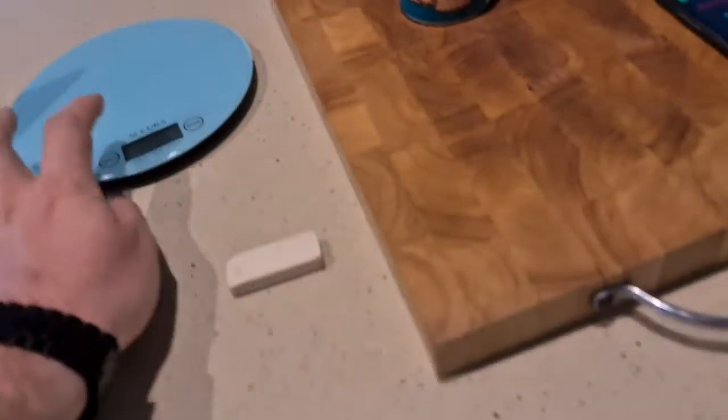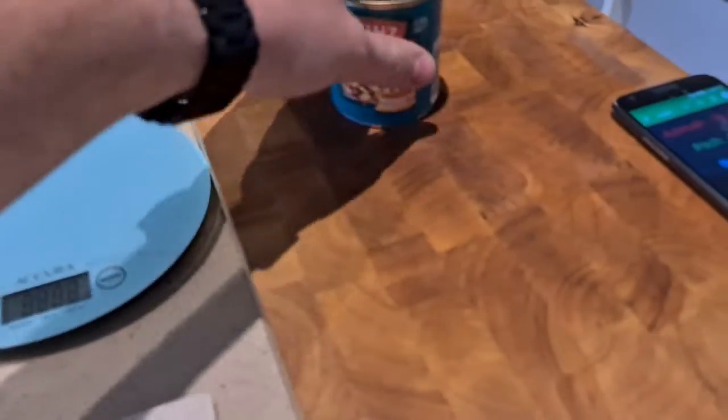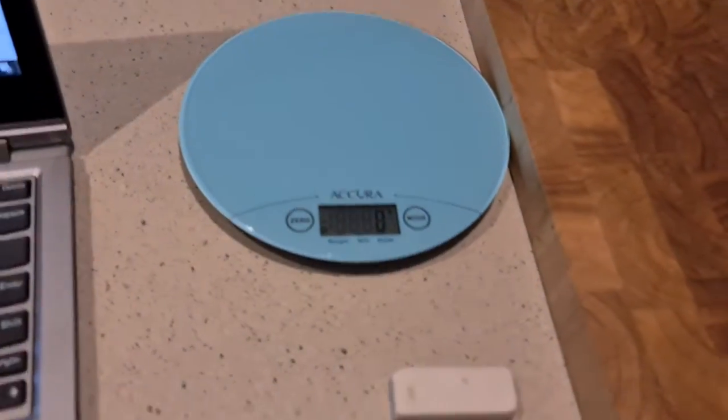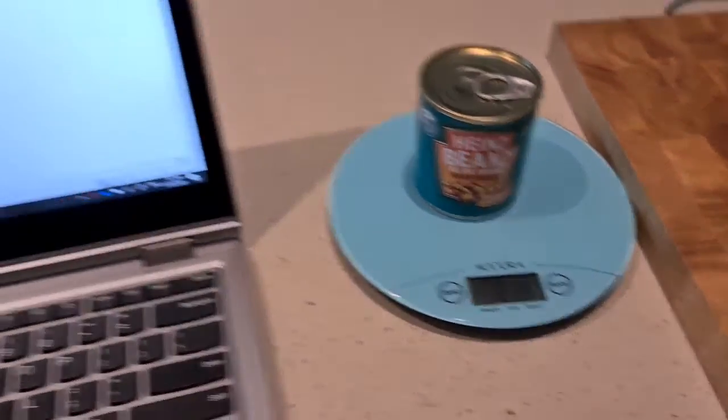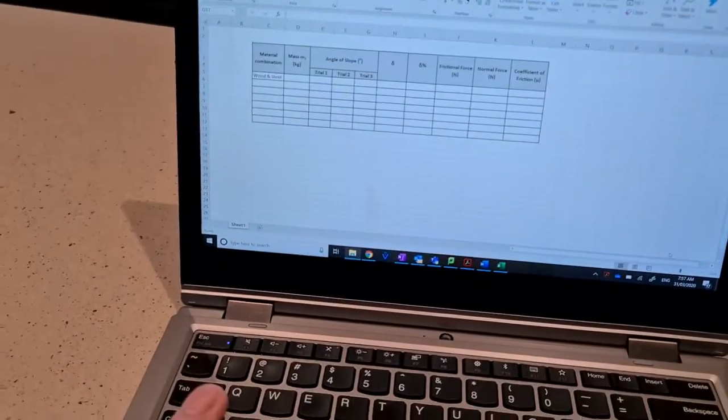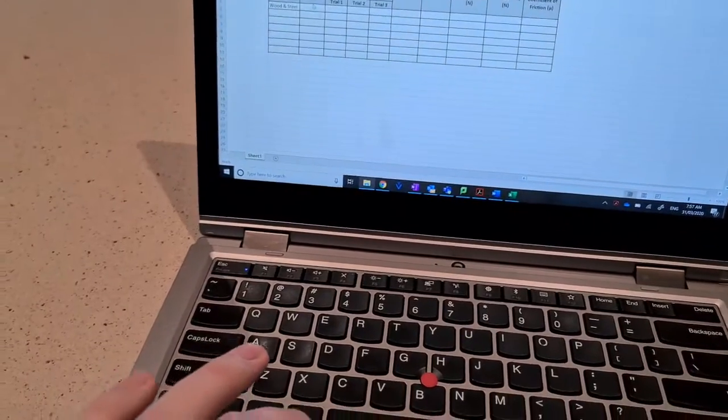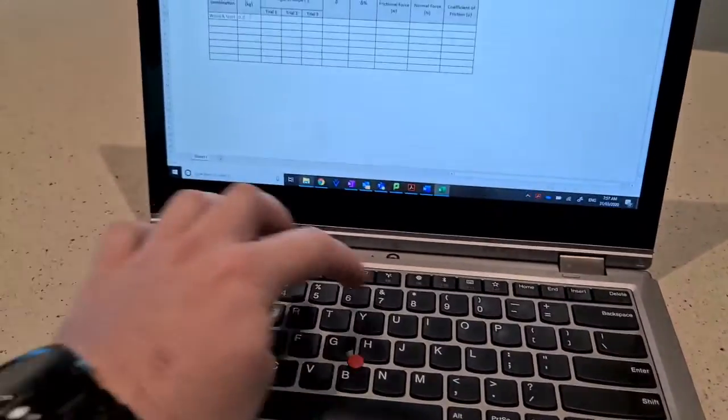So as I said in the prac notes, the first thing is to weigh your object that you've got. So this is 274 grams. So in my Excel spreadsheet, I'm going to put that in as 0.274 kilograms.